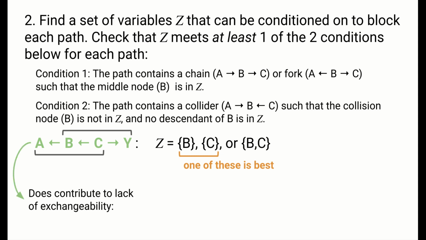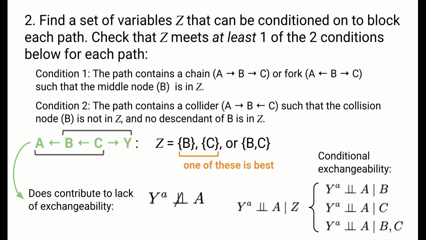Let's again draw a connection to exchangeability. This second non-causal path does contribute to a lack of exchangeability because non-causal association does flow from treatment to outcome along this path. This association flow between A and Y along this path is dependence of YA and A along this path, which is exactly a lack of exchangeability. However, we can recover conditional exchangeability by conditioning on B or C, or both B and C.